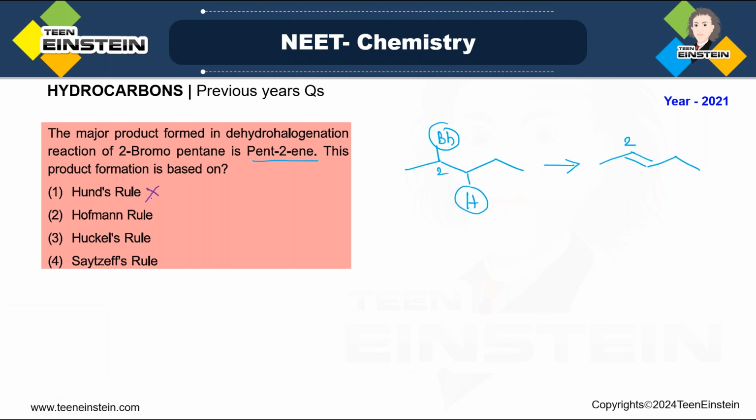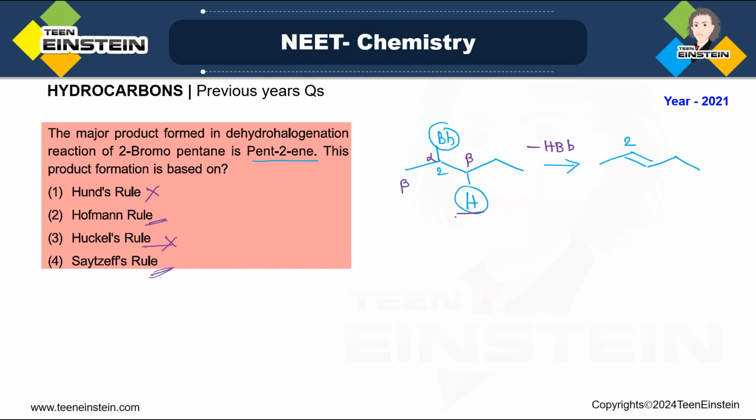Now this option is obviously not correct. It has nothing to do with this chapter. It is all about atomic structure, right? Then Hoffman rule. These two rules are basically related to this question. Huckel's rule is also not related. Options 1 and 3 we can easily cancel. Huckel's rule is related to aromaticity, and here we are talking about an elimination reaction. HBr is eliminated. With respect to bromine, this is the alpha position. This is one beta position. This is another beta position.